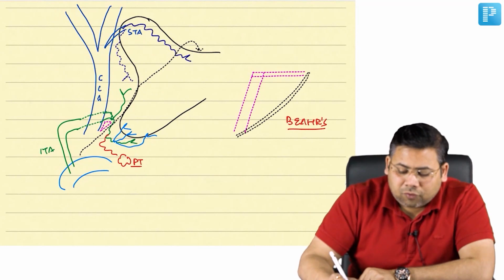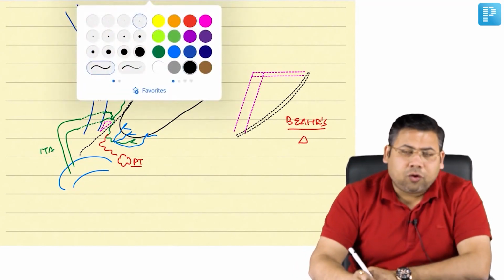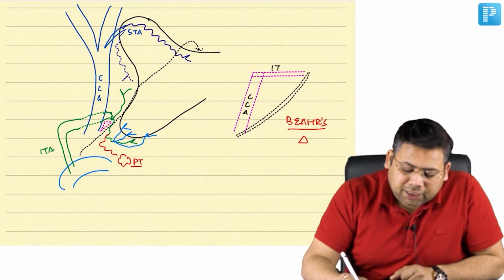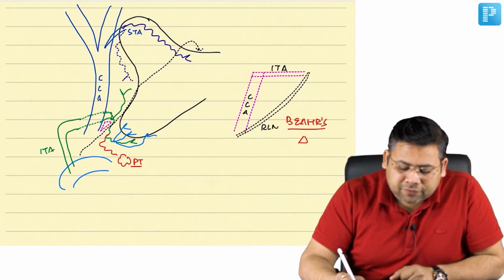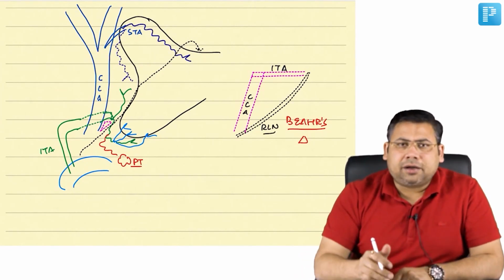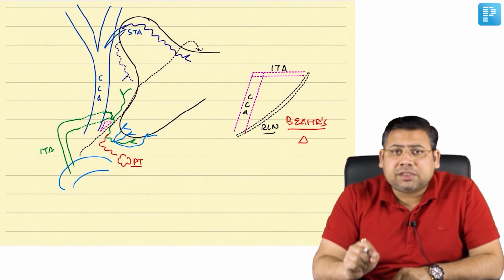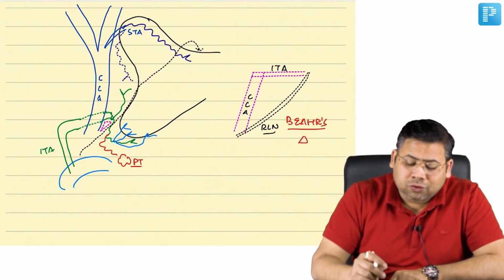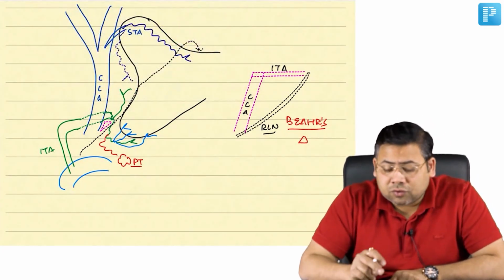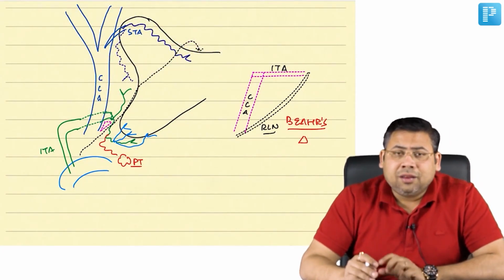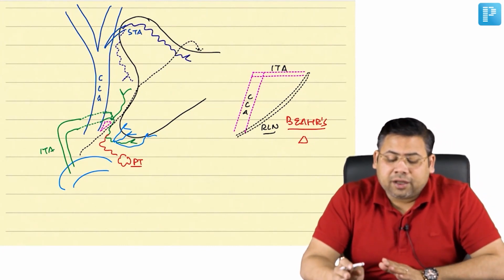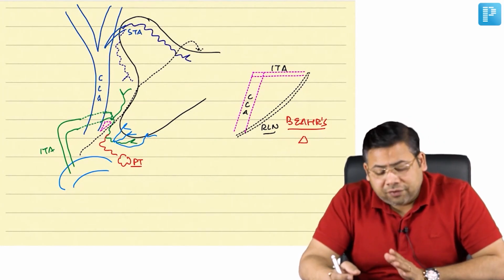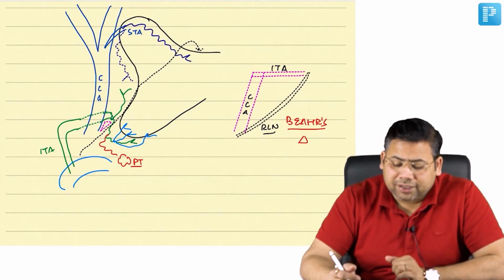Beahrs triangle. What is the significance of Beahrs triangle? No dissection is to be done here. So this is the common carotid artery, inferior thyroid artery, and recurrent laryngeal nerve. Any dissection done in this part is going to damage the recurrent laryngeal nerve. So this anatomy is very important. So stay as close to the gland. Don't go near this anatomy. Don't go near the intersection of the common carotid and inferior thyroid artery and start tracing for the recurrent laryngeal nerve. You will definitely damage it.